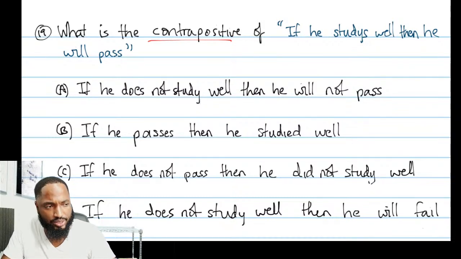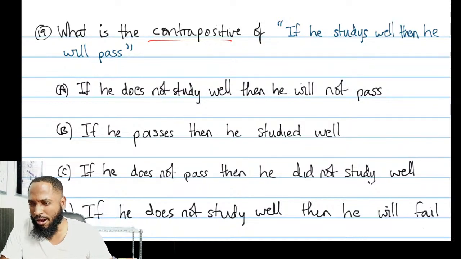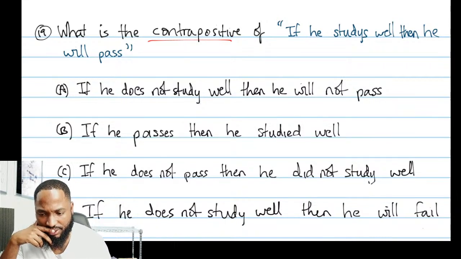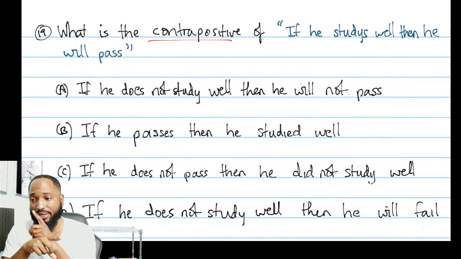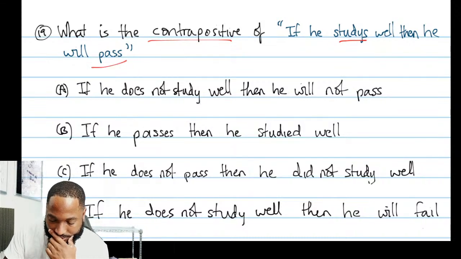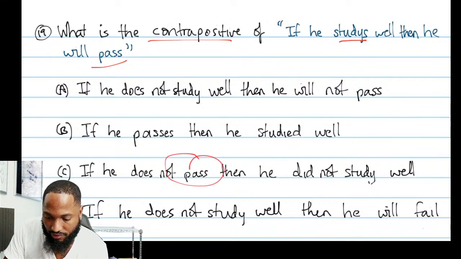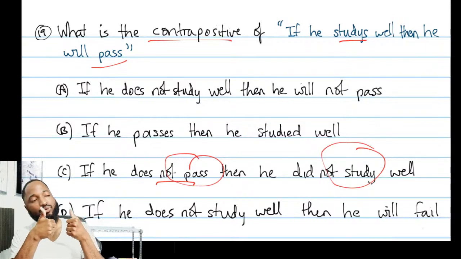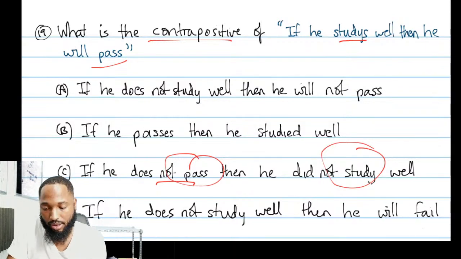What is the contrapositive? Number 19. 19C. If he studies, for the contrapositive you need to swap and negate. So I'm just looking for studies well, pass, with the not in front. Way to go. C. Oh, you're doing pure maths, so C.